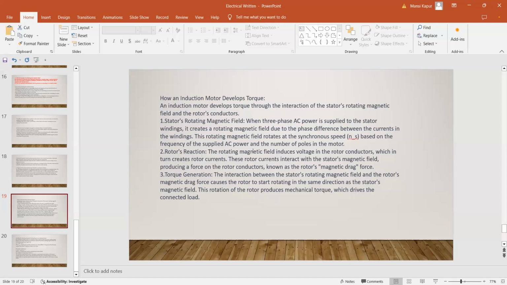Rotor reaction: the rotating magnetic field, because of what? Stator, right? It induces a voltage in the rotor conductor, which in turn creates a rotor current. This current interacts with the stator magnetic field and produces a force on the rotor conductor known as magnetic drag. So if you want to know the direction of the rotor rotation, how will you know?